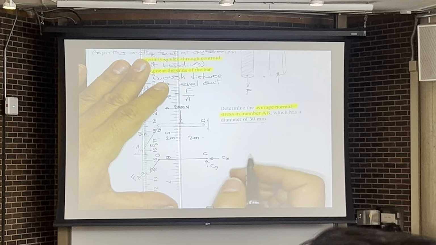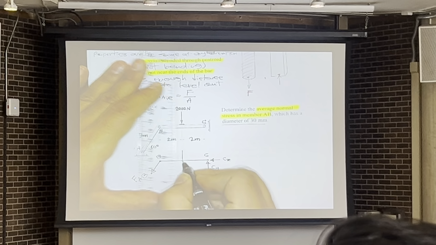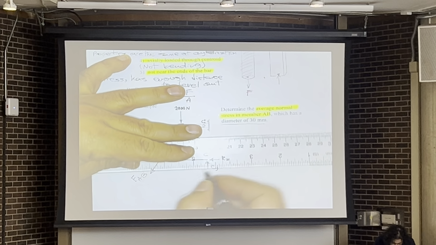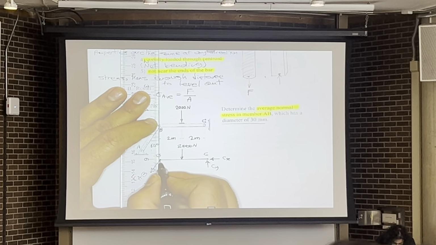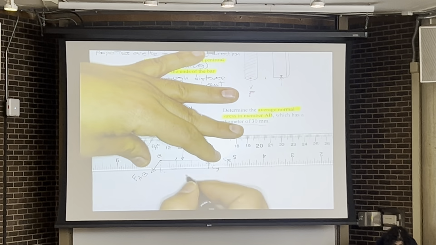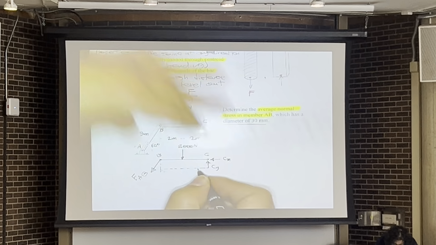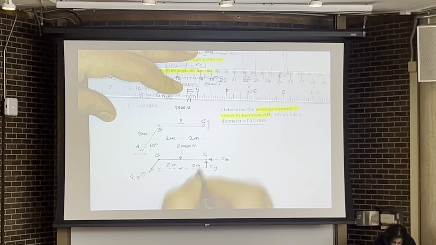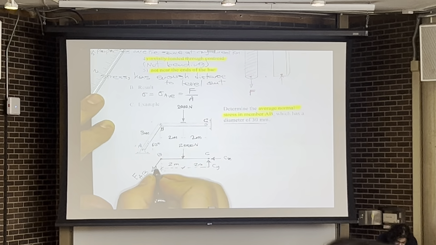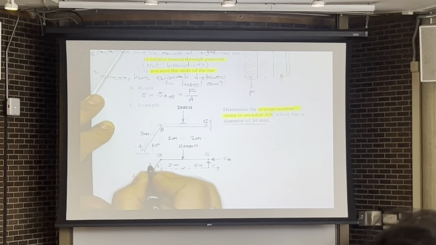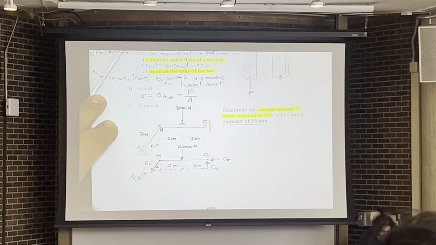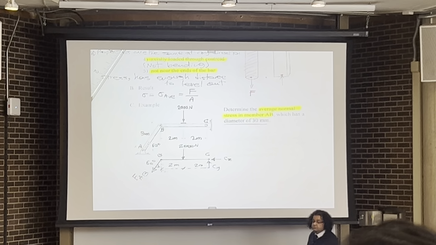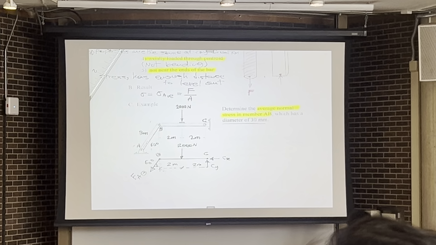So I need to show this force of 2,000 Newton, and I need to show all the lengths and angles. I can say from here to here is 2 meters, from here to here is 2 meters, and also this angle over here is how much? 60 degrees. So what equilibrium equation do you guys recommend me writing here? Moment about which point? About point C, perfect.